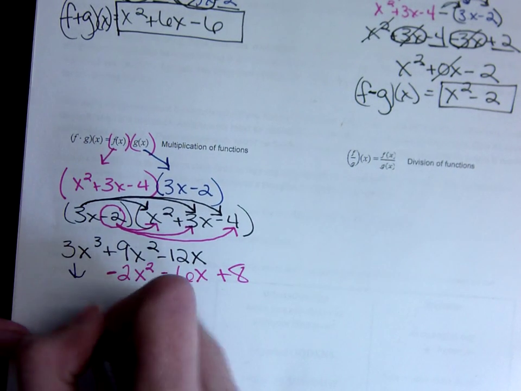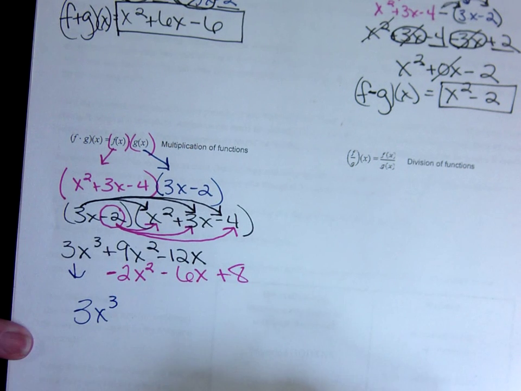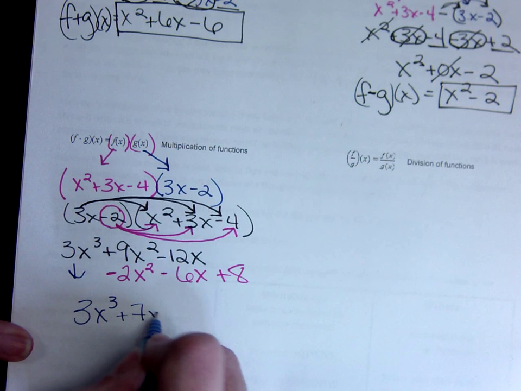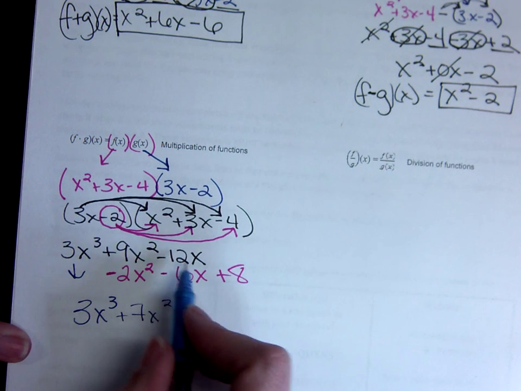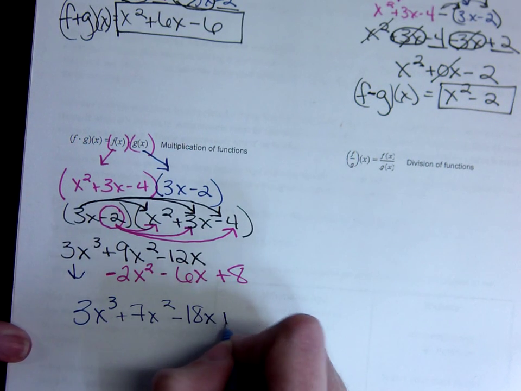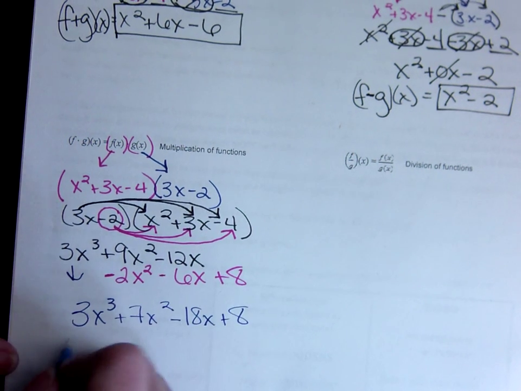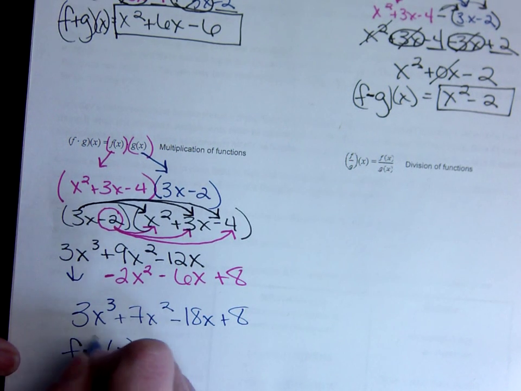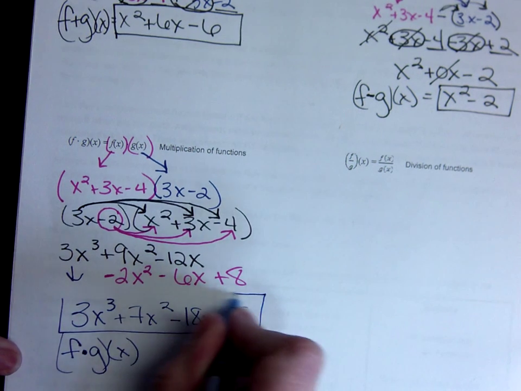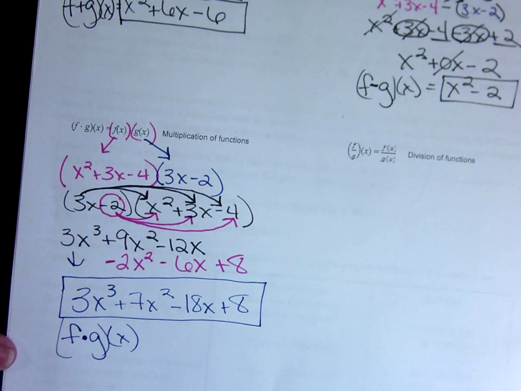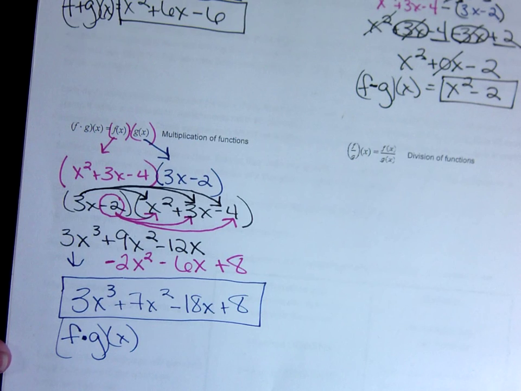And then they're already lined up, so it's easy to simplify and write everything down. There's only this one, 3x cubed. Positive 9 and negative 2 is positive 7x squared. Negative 12, negative 6 is negative 18x. Bring down the positive 8. And that is f times g of x. Nothing new, we're just using old skills in a new way. Organization is what's really most important.